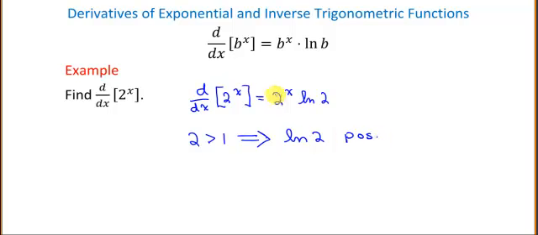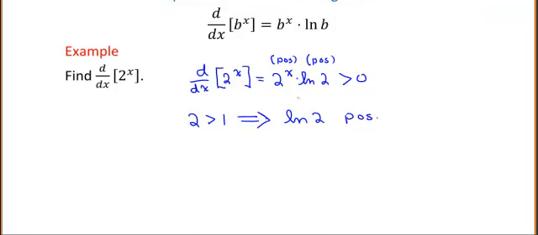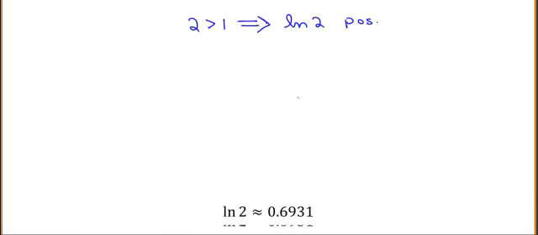So exponential functions themselves, 2 to the x, are always positive. And since the natural log of 2 is positive, we have a positive exponential function times a positive logarithm. So the result is going to be positive, greater than 0. Remember this is a derivative, so this tells us the slope of the tangent lines for the exponential function 2 to the x. So all the tangent lines will have a positive slope.